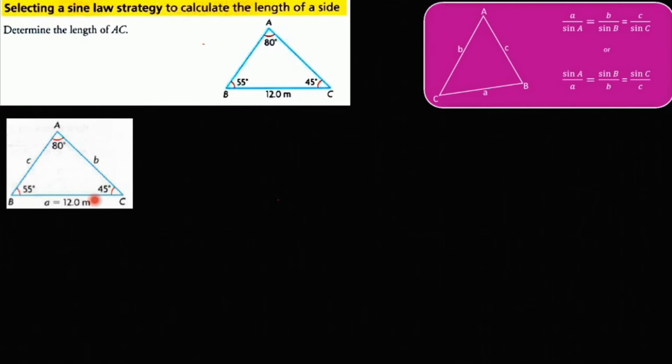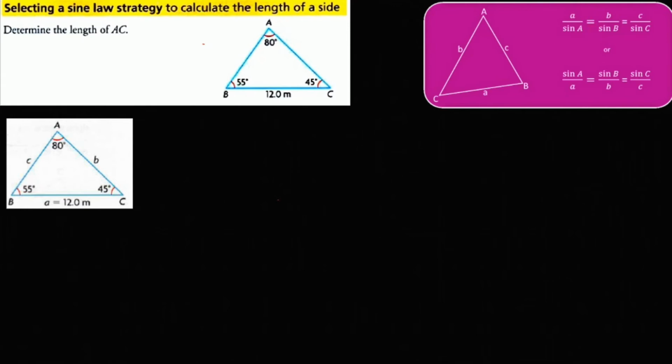I rewrite the triangle here in this diagram. The question asks us to find out b. The triangle ABC is not a right triangle, so we cannot use primary trigonometric ratios. So we use sine law. We know angle A is 80 degrees, we know a, the lowercase letter, is 12, and we know angle B is 55 degrees. To find out b, we use these ratios.